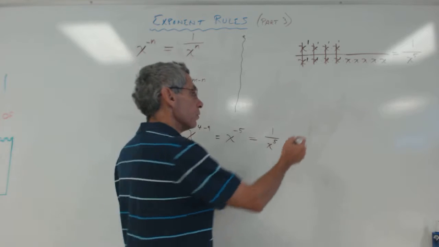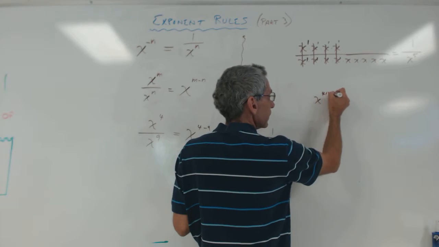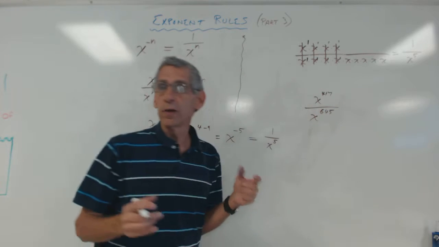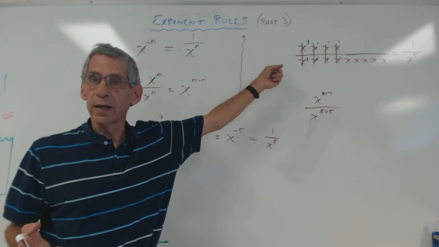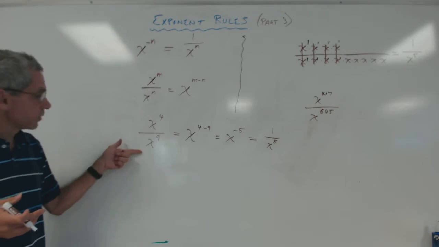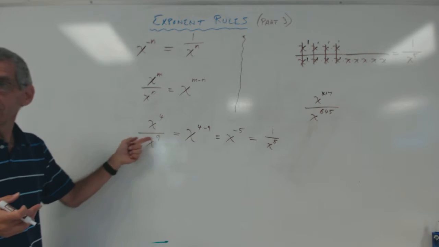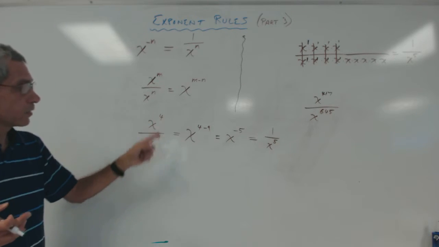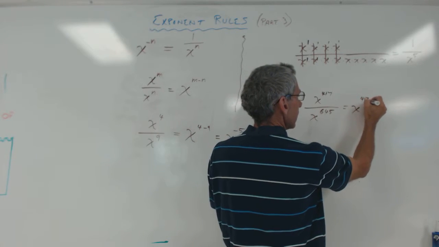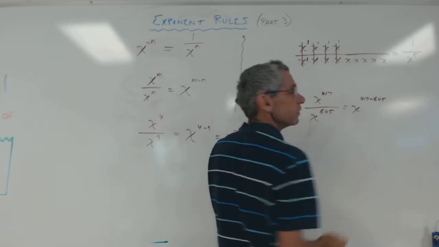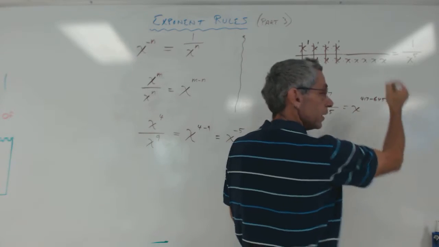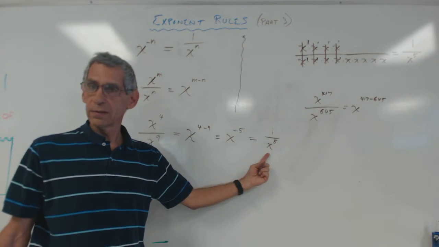If I gave you x to the 417th over x to the 645, that would be a real bummer if you were doing it this way. So it helps to know these shortcuts. Same bases, if I'm dividing, then I subtract the exponents: 417 minus 645, whatever that is, and then I've got my answer. But it's negative, and then I have to put it in this format. Does that make sense?